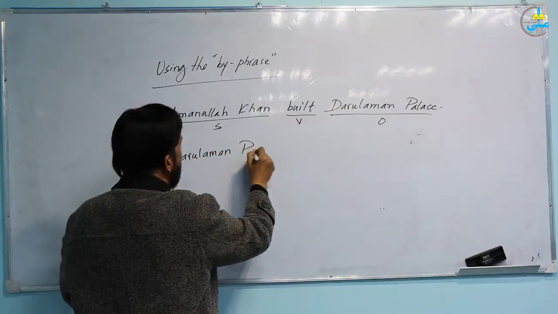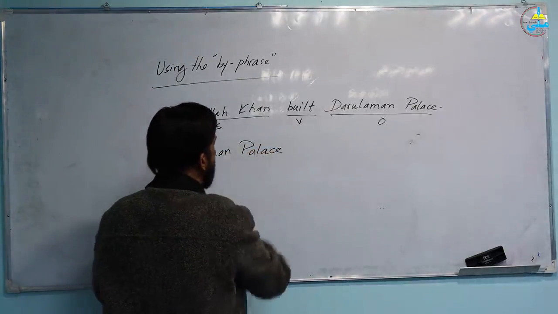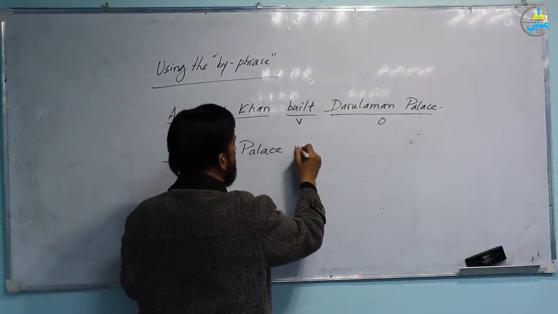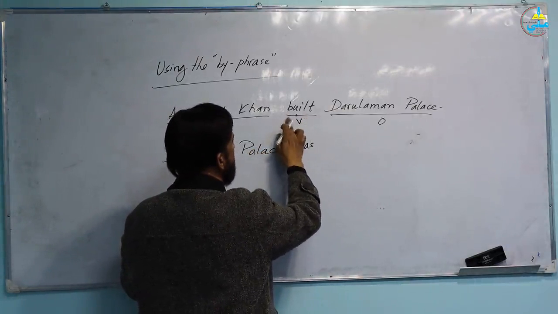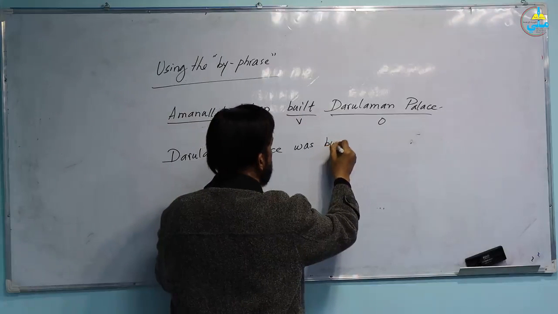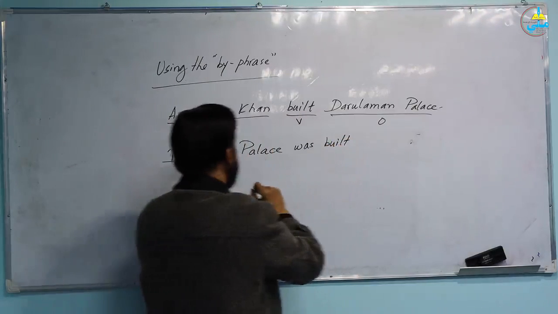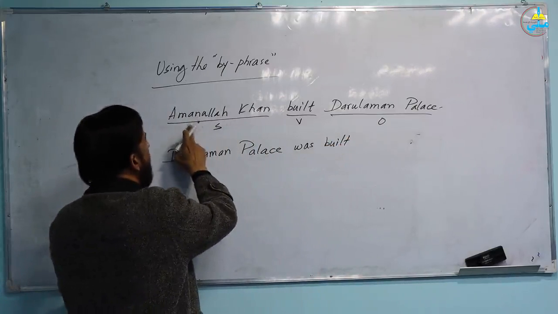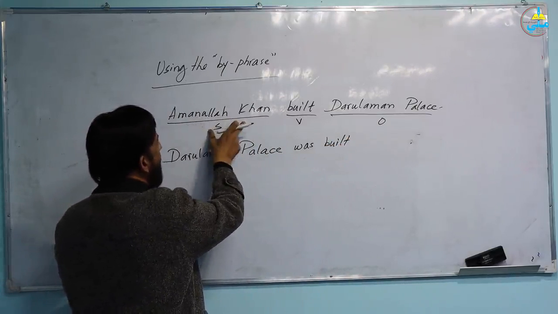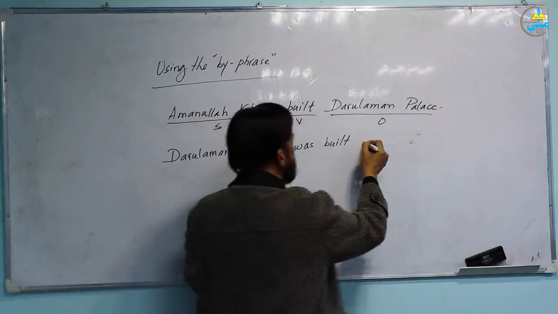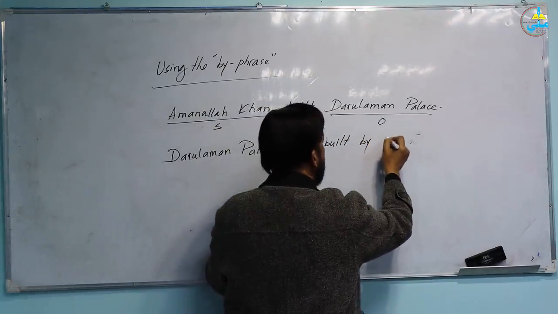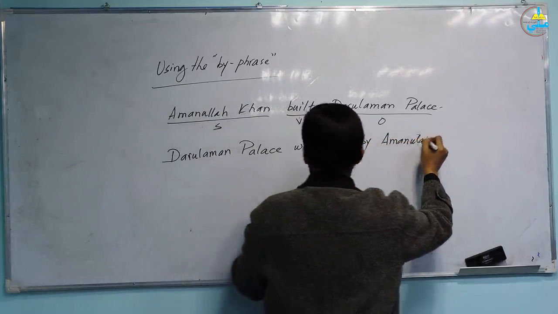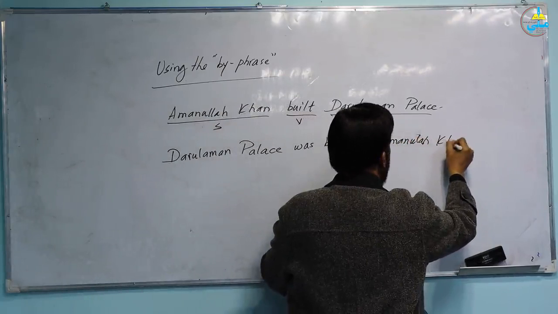Dar-ul-Aman Palace. Since the verb is second form, we use was. Then the verb, we change it to third form. The third form is also built. Dar-ul-Aman Palace was built. So here, we bring Amanullah Khan or use it in by phrase because this is important information. By Amanullah Khan.